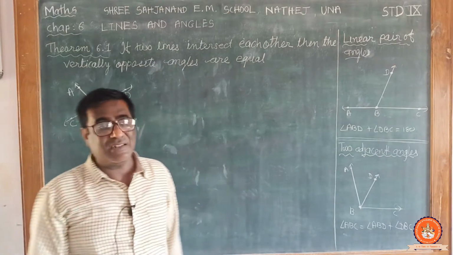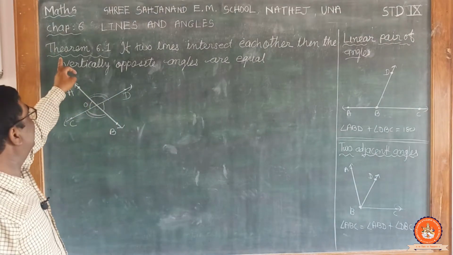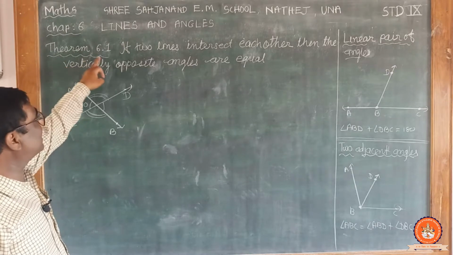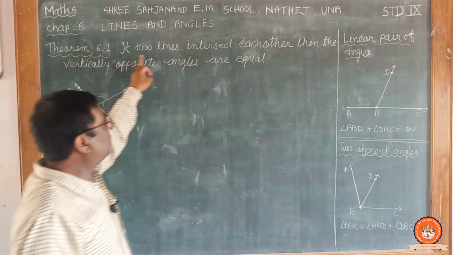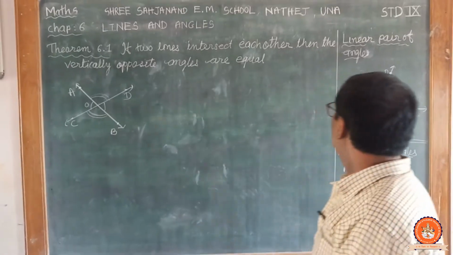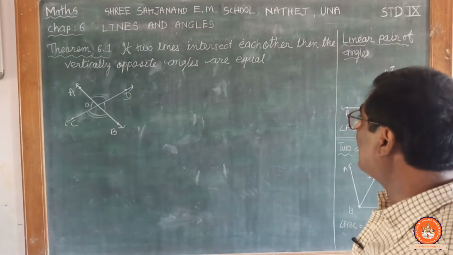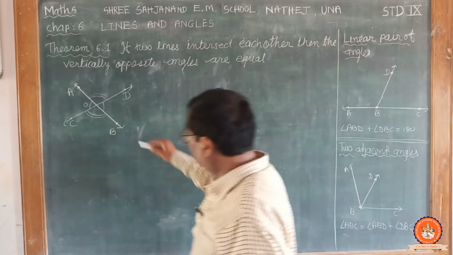We are in chapter number 6 and reading theorem number 6.1. If two lines intersect each other, then the vertically opposite angles are equal. Look at it.